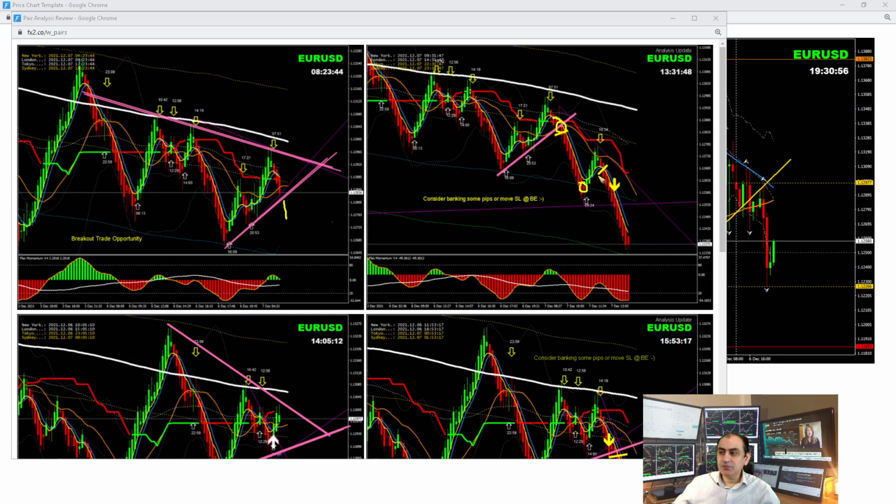We have another beautiful pullback based on the momentum. You can see another beautiful pullback short trade here. As soon as the price hit this level, that's what I explained to my traders, it's time to enjoy profit. So we had such a beautiful short trade on Euro USD.